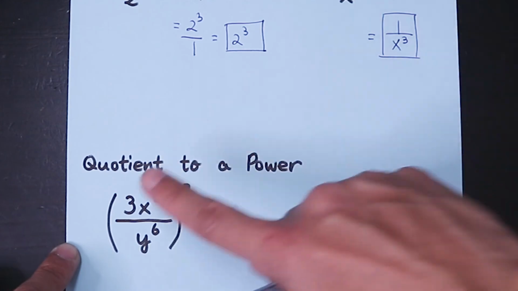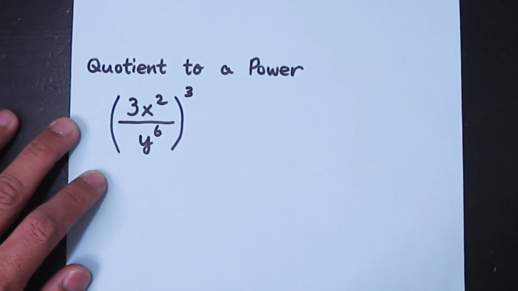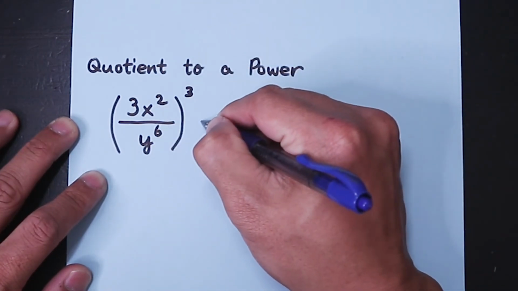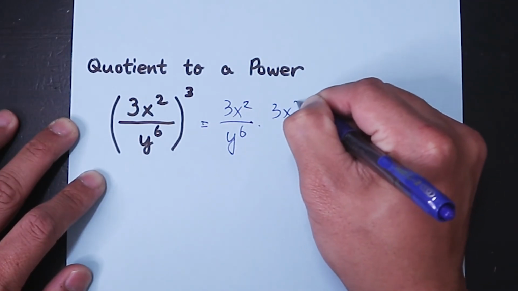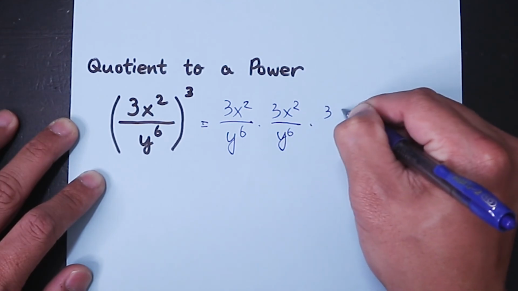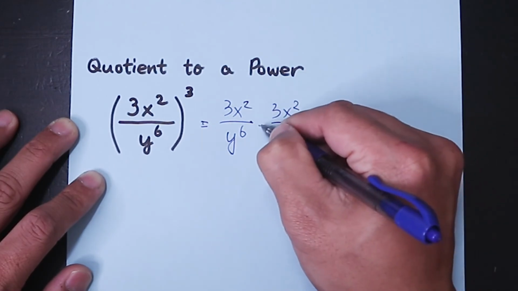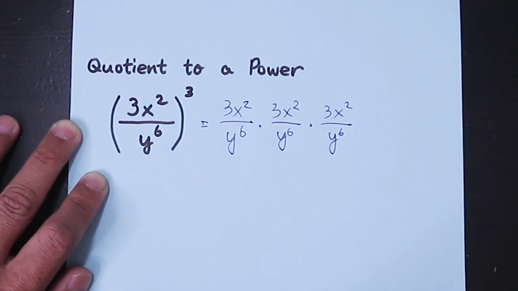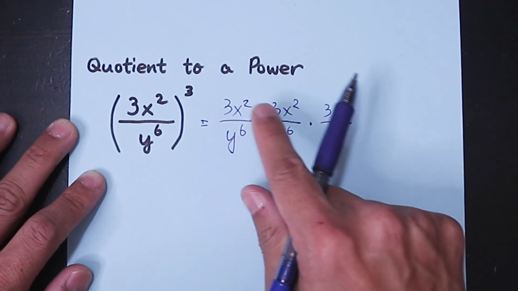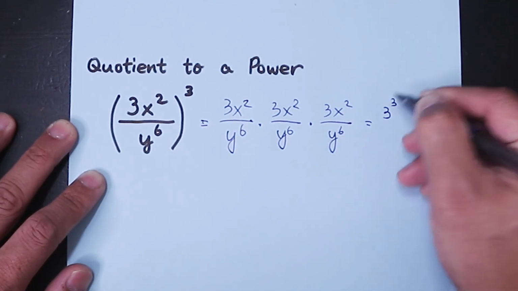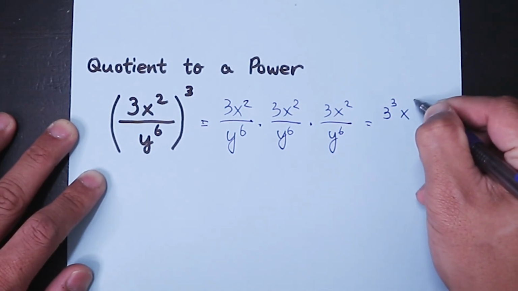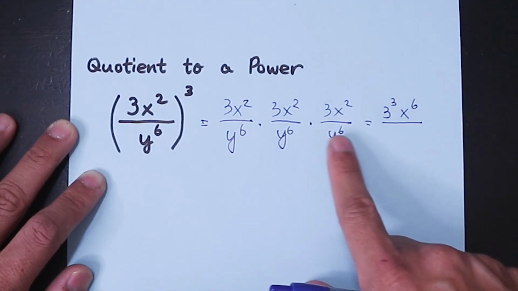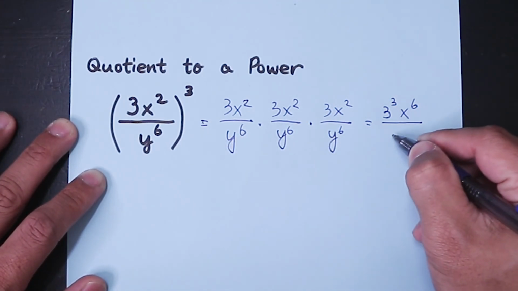The last one is called quotient to a power. So let's take a look at this one. Well, this seems to be like a monstrous problem, but we're going to break it down. So we're going to write the same thing 3 times. So whatever is inside the parentheses, we're going to write it out 3 times like this, right? So 3x squared over y to the 6 times 3x squared over y to the 6. Multiply one more time, 3x squared over y to the 6. Then from here, you have 3 times 3 times 3, which is going to get you 3 to the third. And then x squared times x squared times x squared. Now, if you expand it and count them, there should be x to the 6th power. Likewise, if you expand all the y's, you count that there will be 18 of them. So it's y to the 18th.